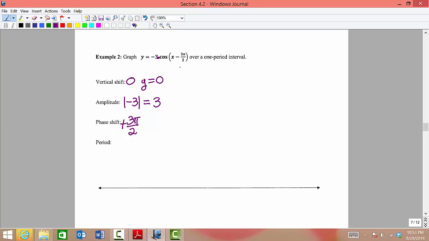The period comes from multiplying a value times x on the inside of our function. Well, x is still just x, there's no coefficient, no number in front of it, so the period is still 2 pi.